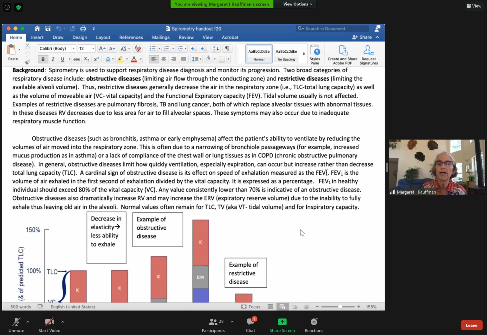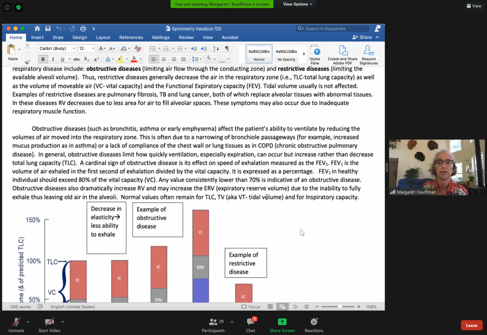And so you look at how much air is expelled in the first second of trying to exhale. In a normal person, you can expel more than 70% of the expiratory capacity in that first second. And in someone who has obstructive disease, they get less than 70%. So that is just a rule of thumb. It's not special. It's just a rule of thumb where they're now diagnosed as having an obstructive disease.